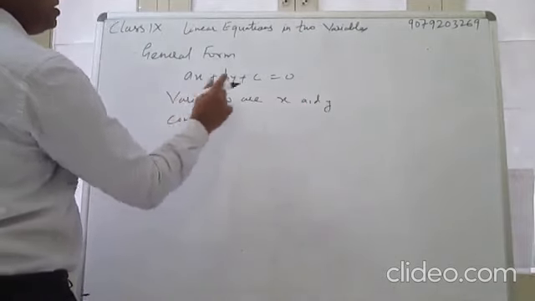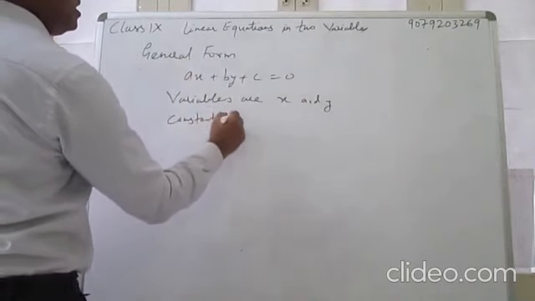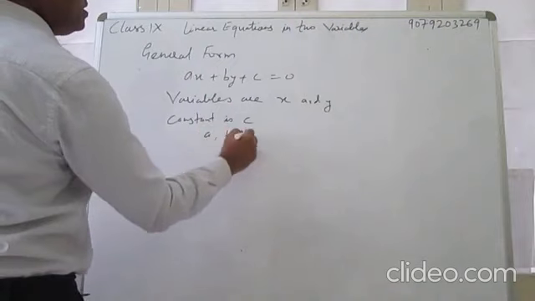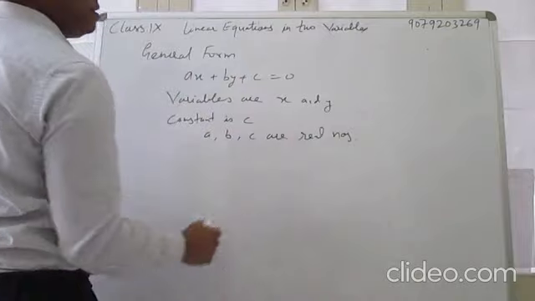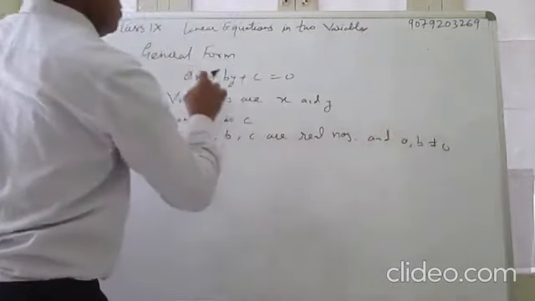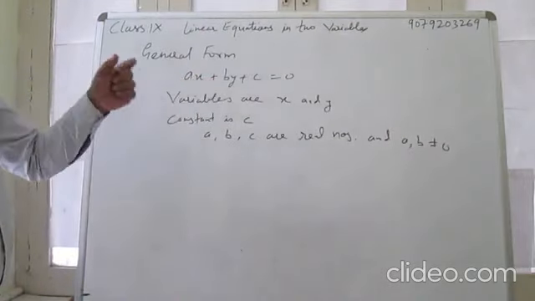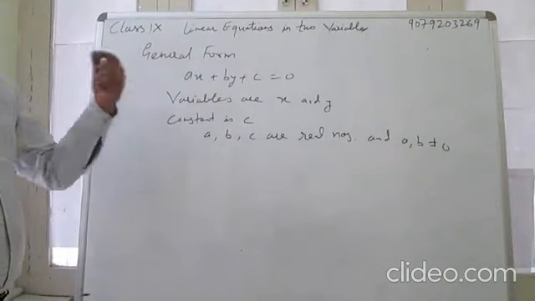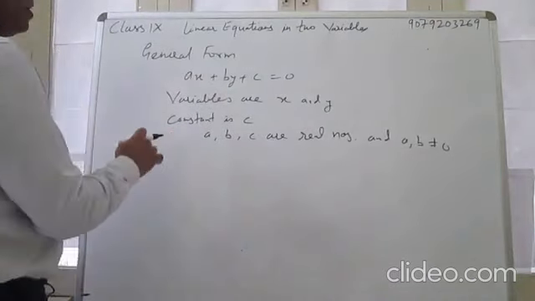The constant is c. a, b and c are real numbers, and a and b are not equal to 0. Neither of them should be 0: the coefficient of x and the coefficient of y. Otherwise it is not a linear equation in two variables.